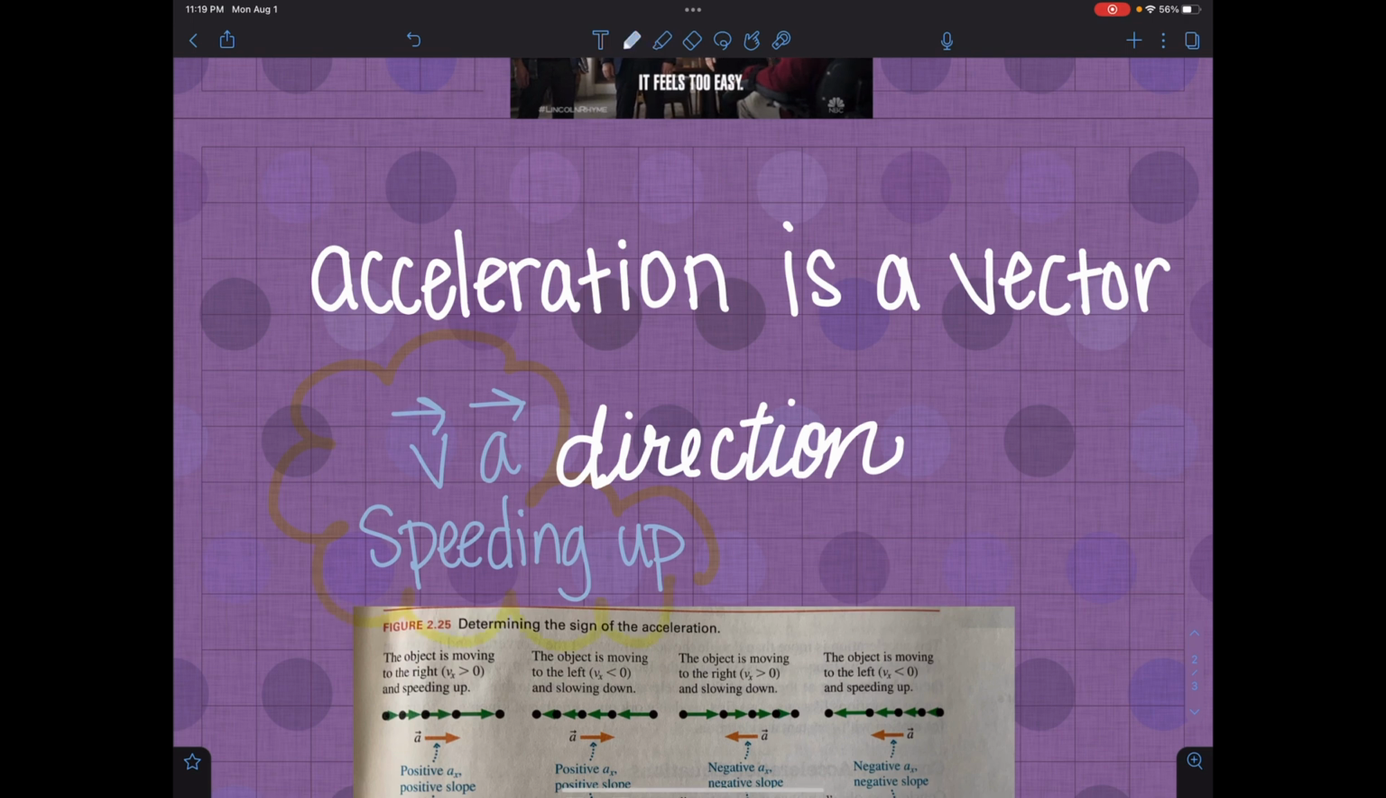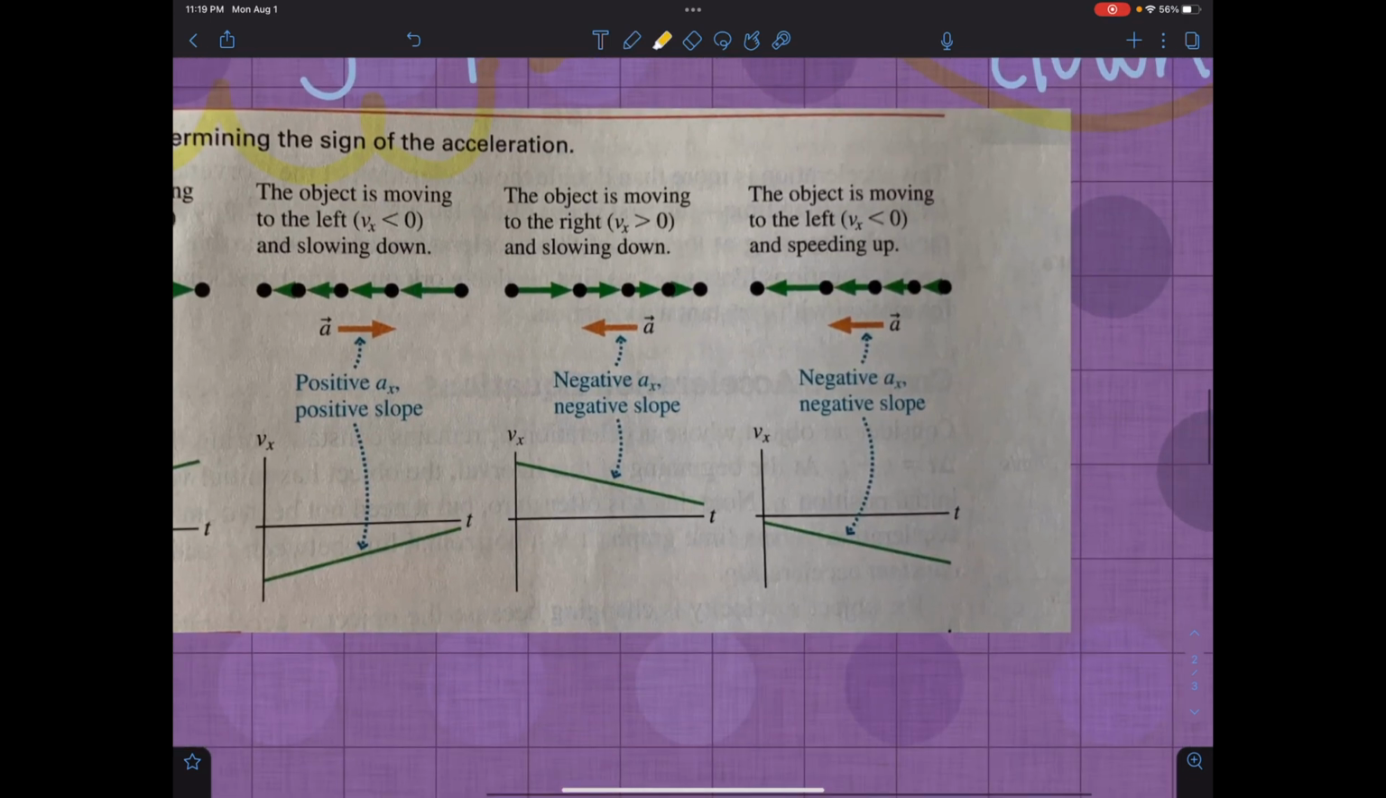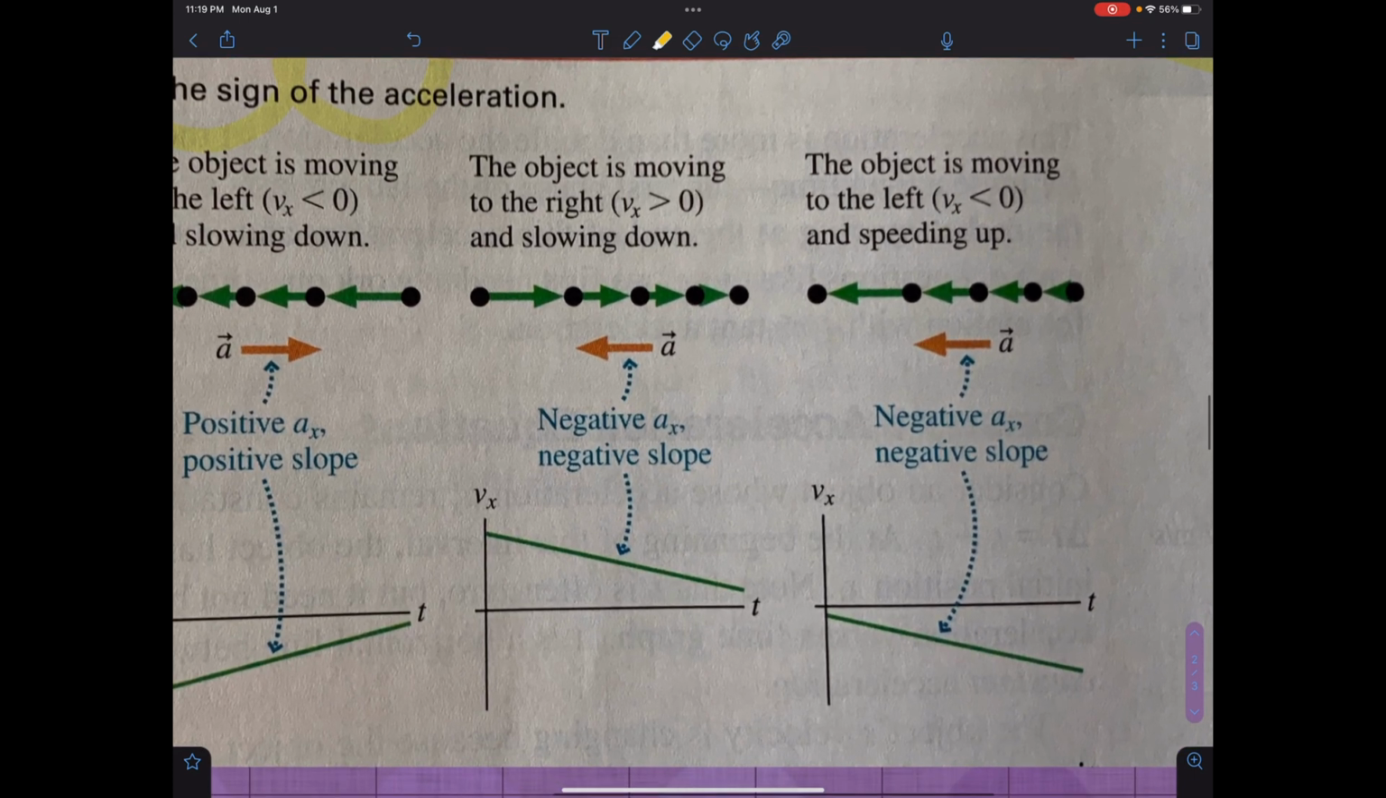If the object is slowing down, then the velocity vector is the opposite direction as the acceleration vector. So that's true all the time when the object is slowing down. Let's keep doing these and see if we can use that to help us figure this out. Okay, we were on the third one. The object in this example is moving to the right and slowing down.